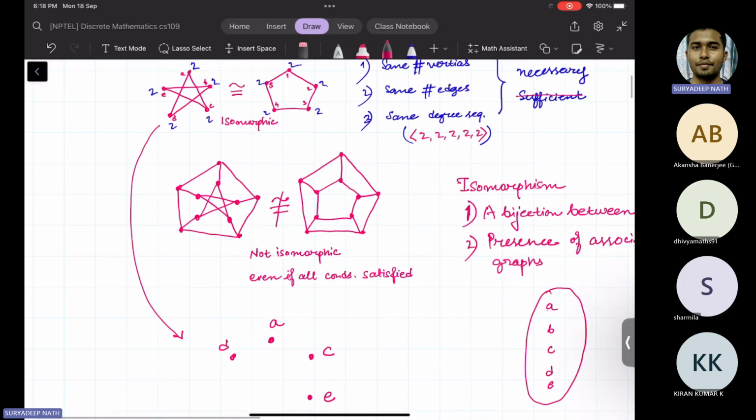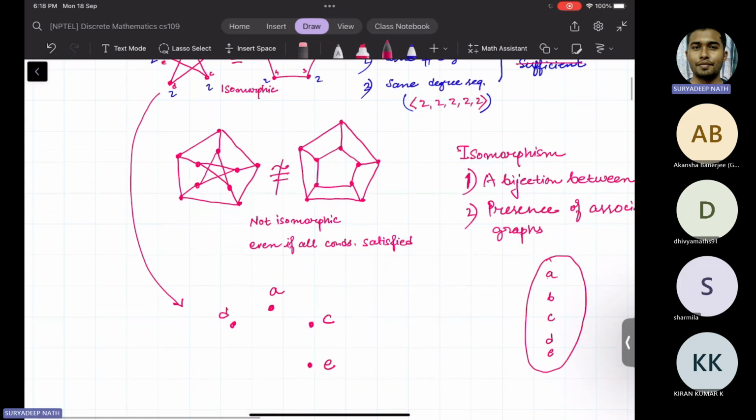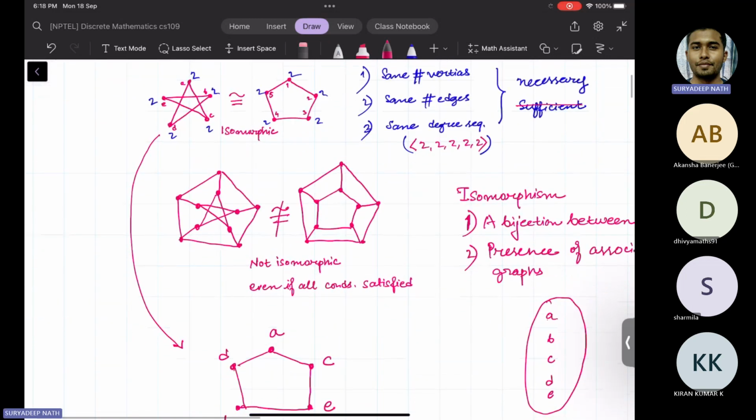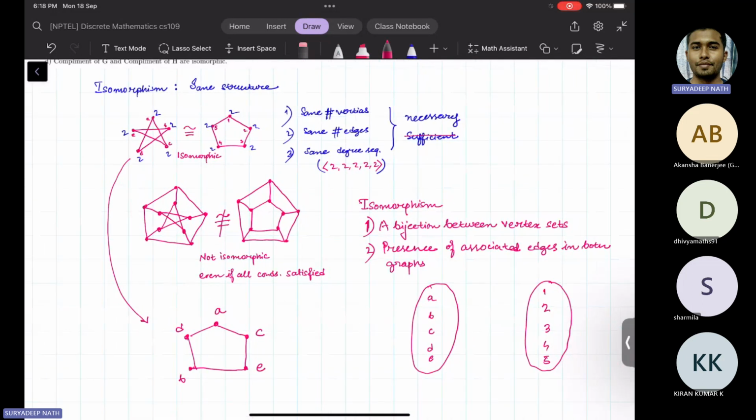So D is connected to B and A. So I'll draw B over here. So now if you join this, this is the pentagon to which it is mapped. So now you compare what sits at A, 1. So let's say A is connected to 1, and we have this other graph.